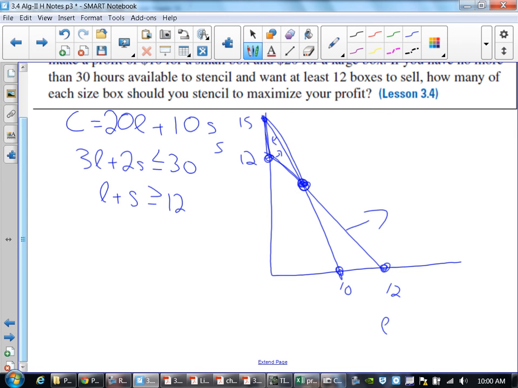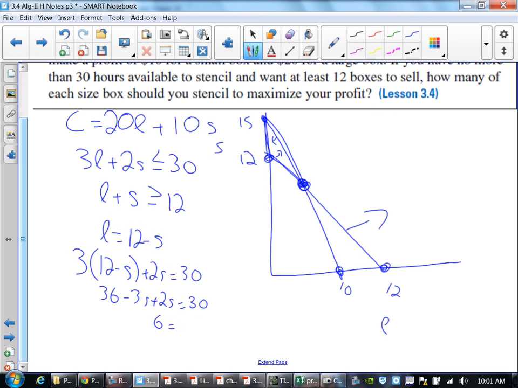Figure out this intersection point. Arrows. 6 and 6. It is, because I know that L equals 12 minus S. 3 times 12 minus S plus 2S is 30. I did substitution. 36 minus 3S and a 2S. 6 is S. 6 is L.